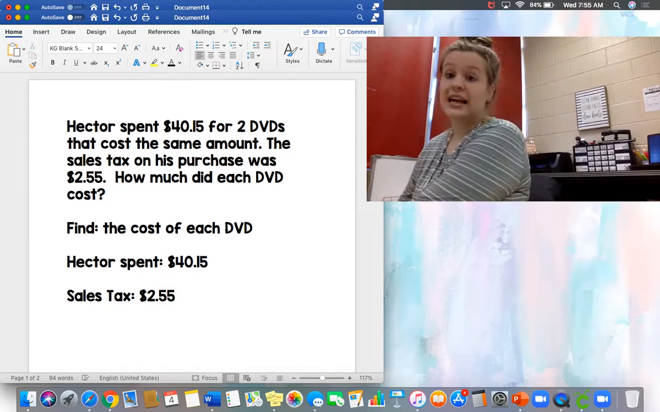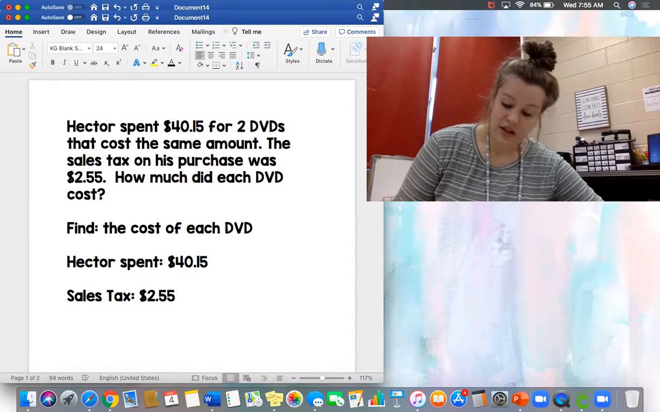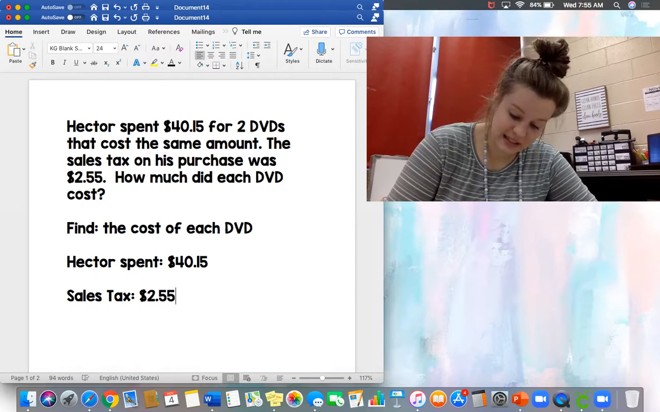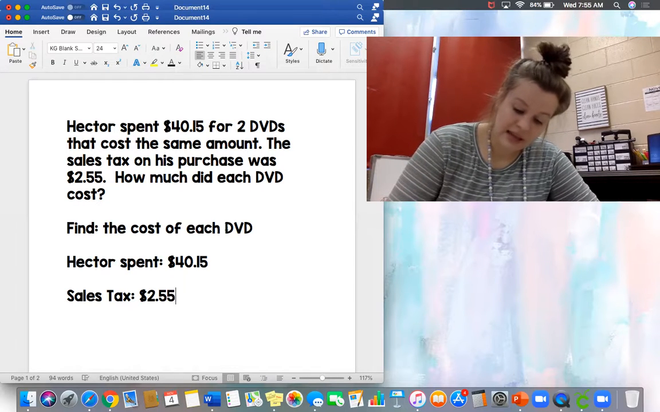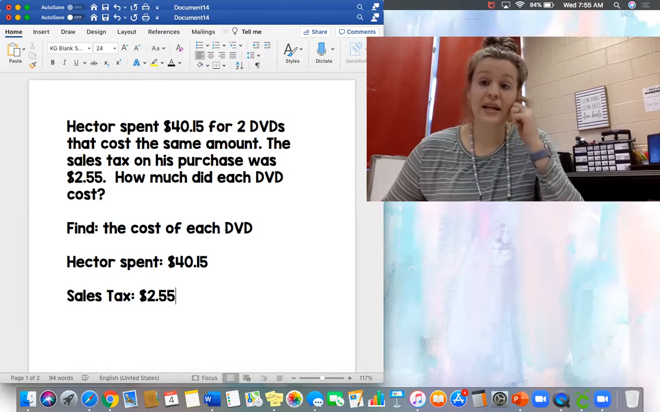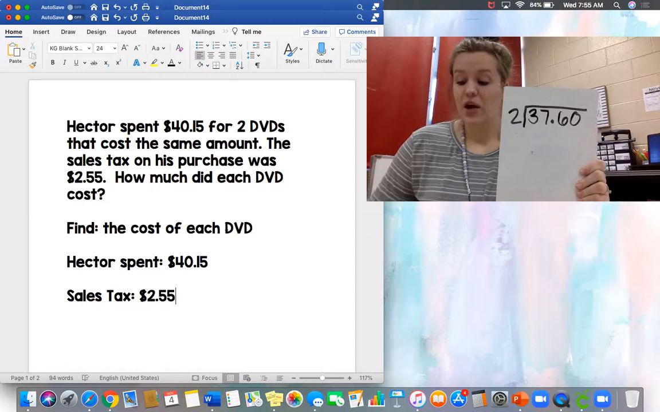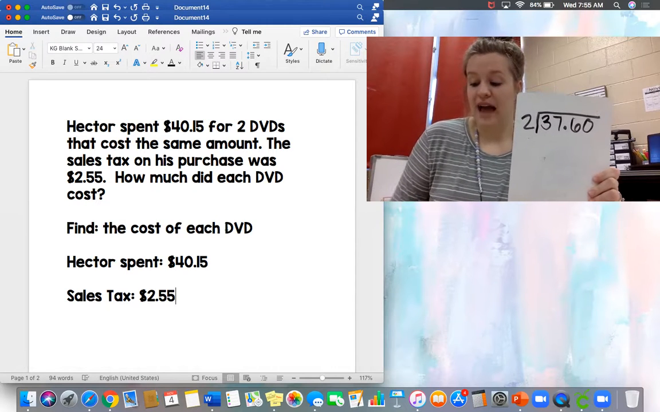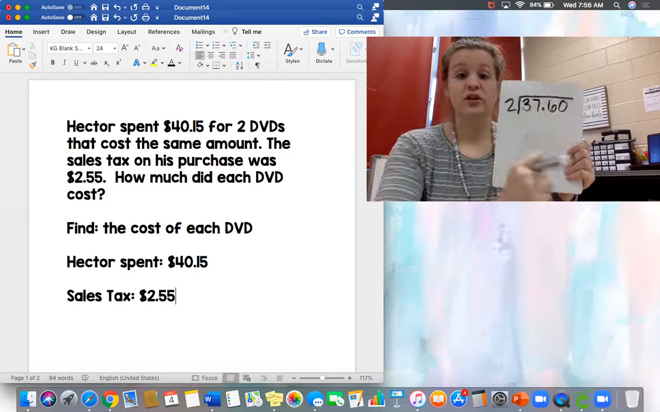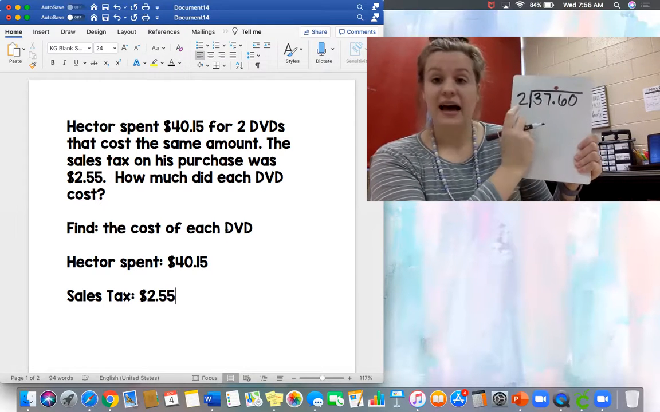So we are actually going to set up a division problem, and we're going to have $37.60 divided by 2, because we only need the cost of 1 DVD, and this is giving us the cost of both DVDs. What is my first step when I'm dividing a decimal? I don't have a decimal in my divisor, so I shoot that decimal to the roof. And then I say 3 divided by 2.